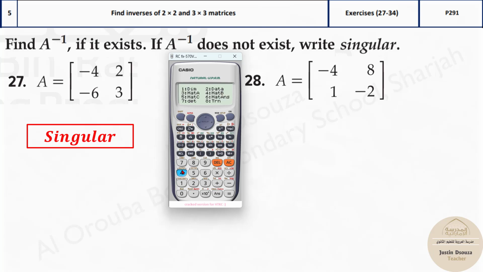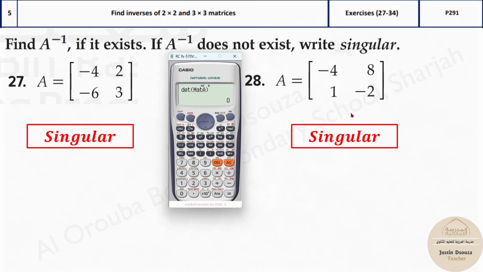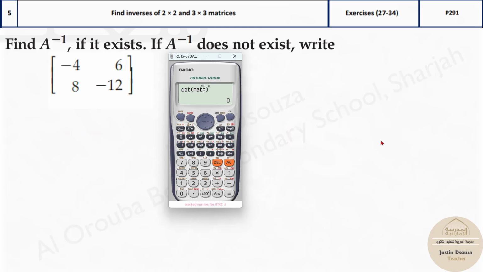You can press shift and 4. There is option number 7 for determinants, and then again shift and 4, press matrix A, close the bracket. Here the determinant is 0. If determinant is 0, the matrix is singular. Or if you get math error, that means it's singular. Even this is singular, you can try by yourself.